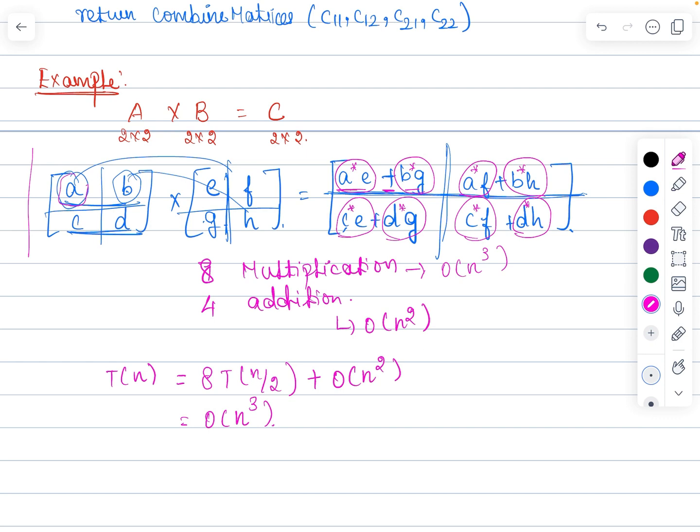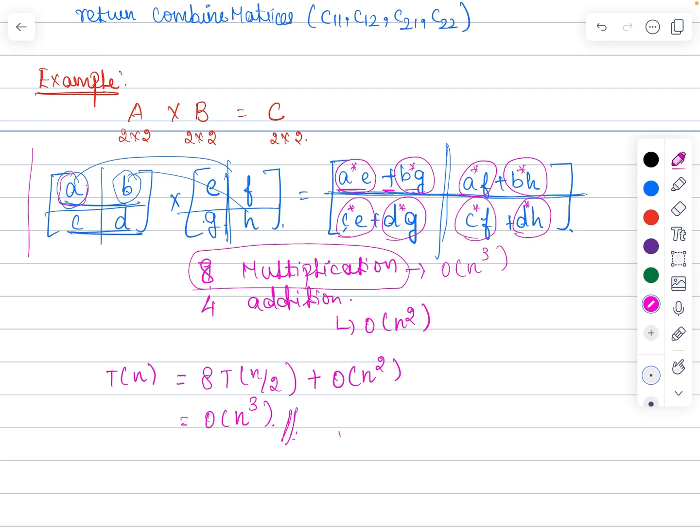So for the traditional matrix multiplication method, the complexity is big O of n cube. Whether this complexity can be reduced by applying some other technique, let's see how. Yes, it is possible with the help of Strassen's matrix multiplication. The number of multiplications can be reduced, and obviously the complexity also would be reduced when you reduce the number of multiplications here.